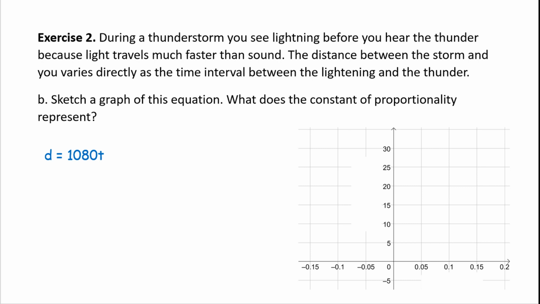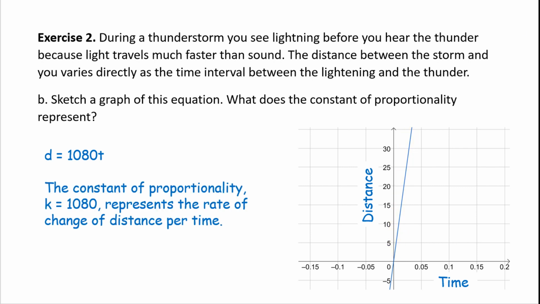To sketch this graph, let's mark that the horizontal axis will represent time t in seconds, between the lightning and thunder, and the vertical axis will represent the distance d in feet, for the distance between the storm and you. This is an upward-facing graph with the y-intercept at 0. What does the constant of proportionality represent? The constant of proportionality, k equals 1080, represents the rate of change of distance per time.